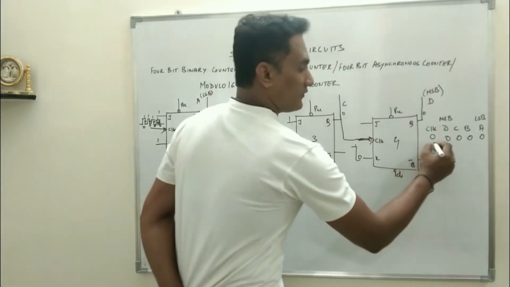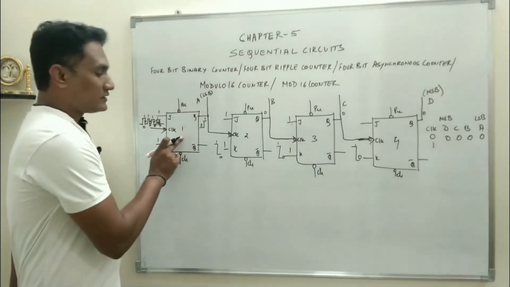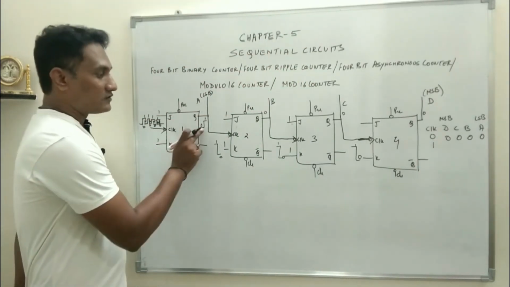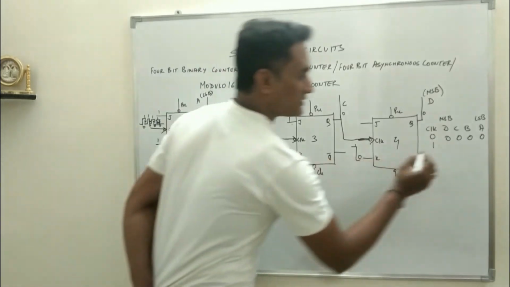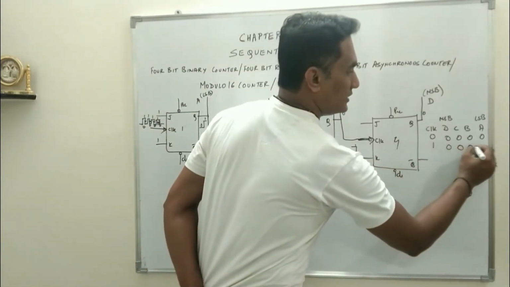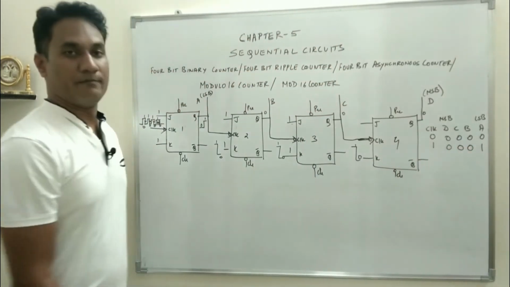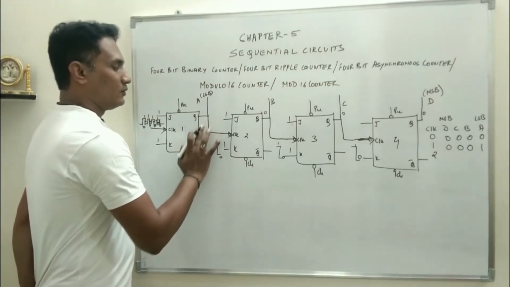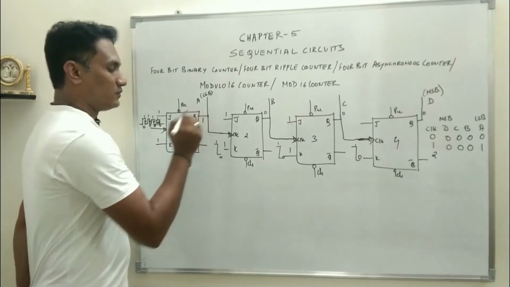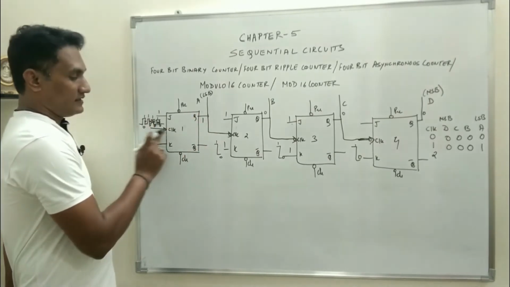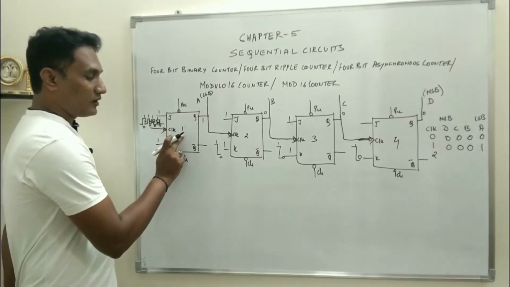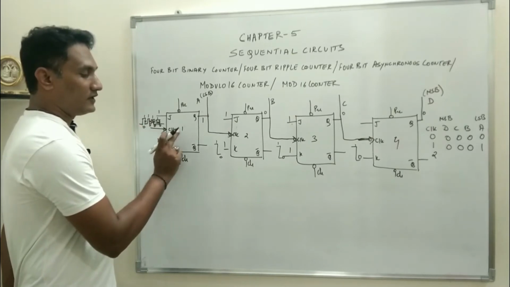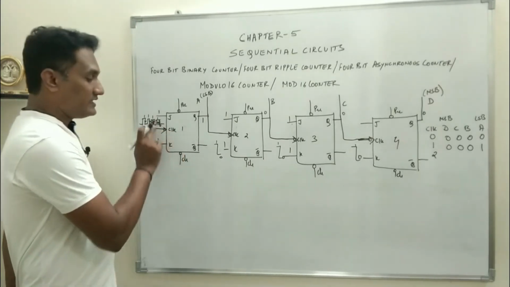So at the end of the first clock pulse, the only flip-flop which has changed is flip-flop 1, which has gone from 0 to 1. So the state is D 0, C 0, B 0, A is 1. Second, now A is 1. Second clock pulse is given. Of course, the first flip-flop, as the direct clock pulse is given, will toggle with each clock pulse.